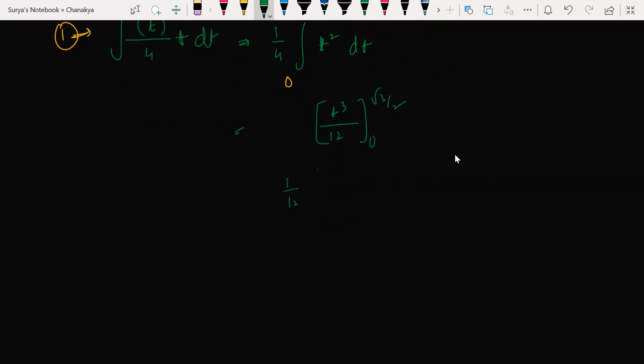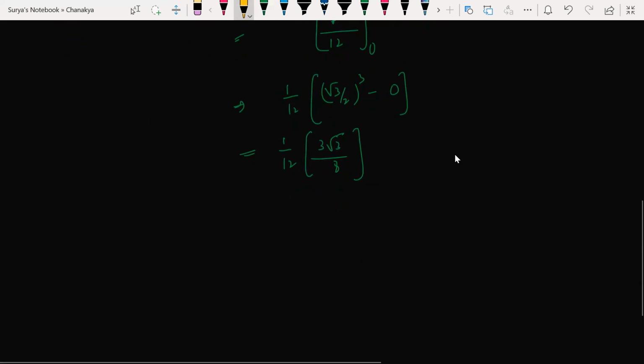So 1 by 12 outside. Root 3 by 2 whole cube minus 0. 1 by 12 as it is. So root 3 by 2 whole cube is 3 root 3 by 8. That's it. Simplify this: 3 ones, 3 fours, and the answer is root 3 by 32.